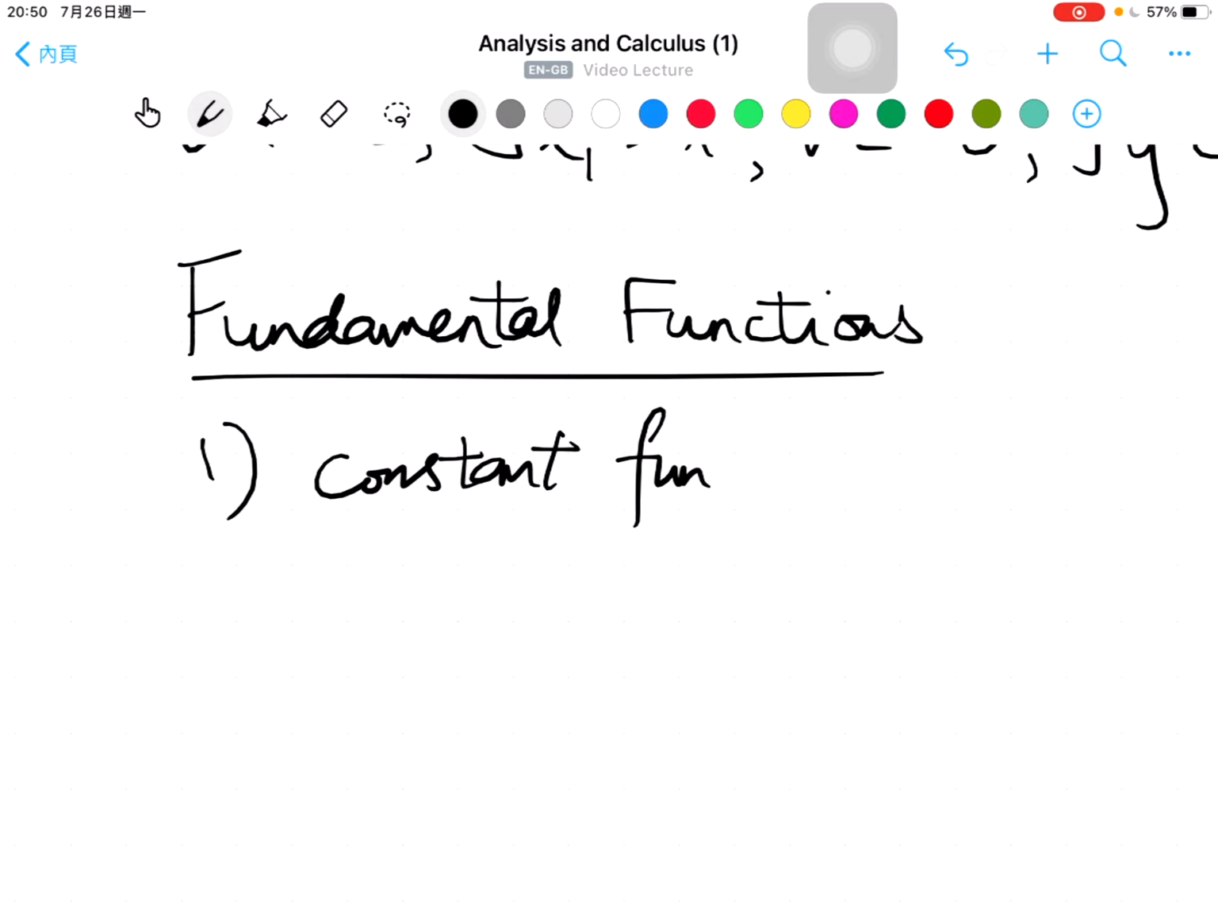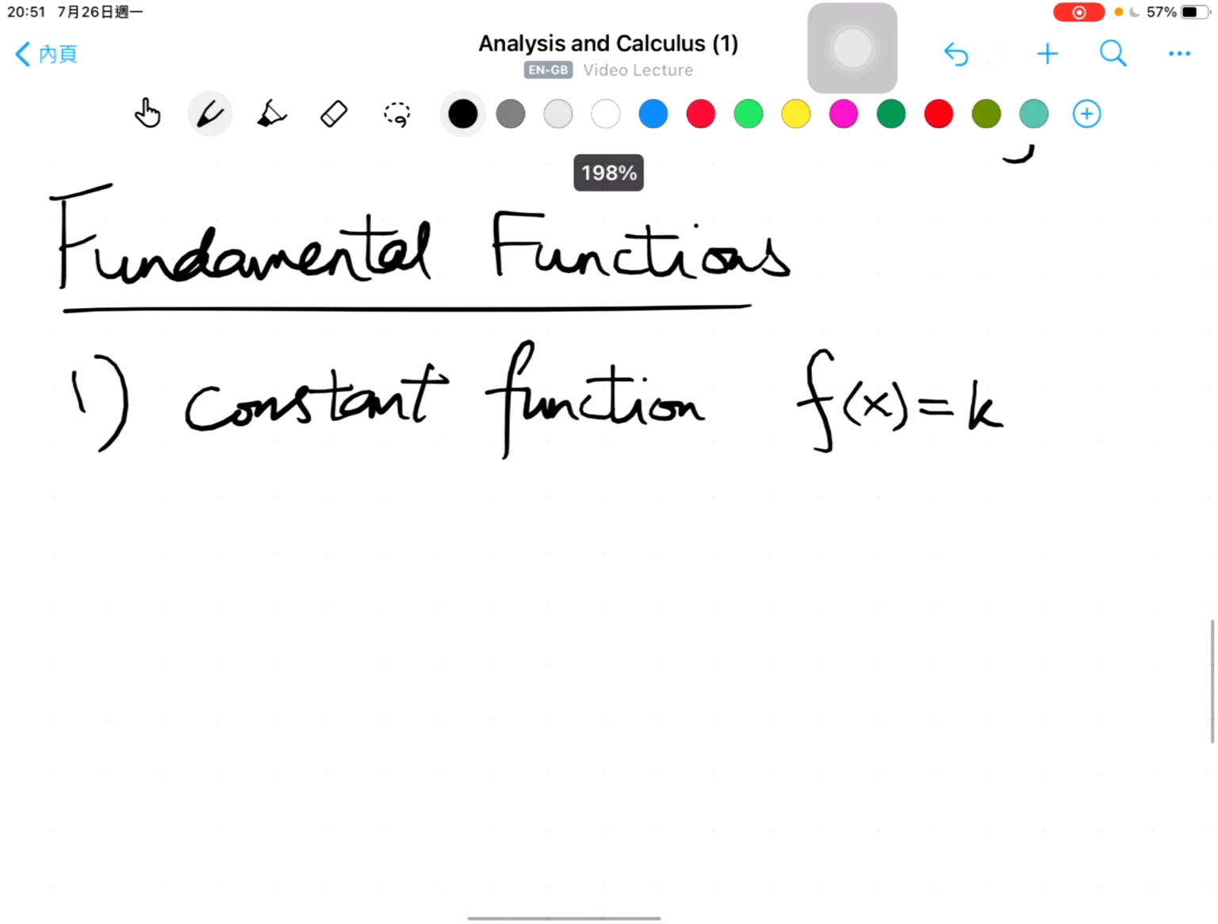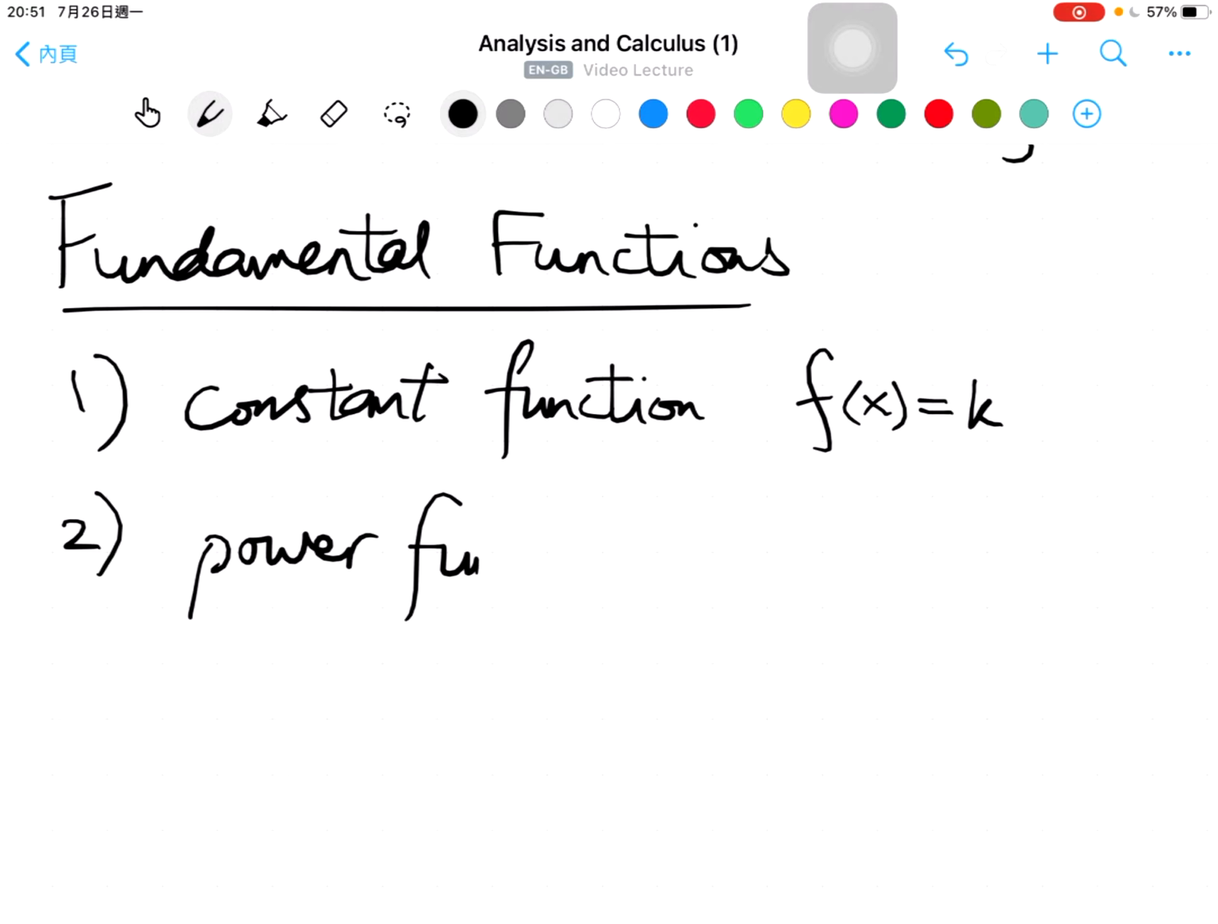Constant functions means f(x) equals k, where this k is going to be a constant. I'm not going to write "k is a constant" here, but I'm lazy. Then the next type is going to be powers, also called power functions. It means f of x equals x to the k, where k is now a constant. K is still a constant.